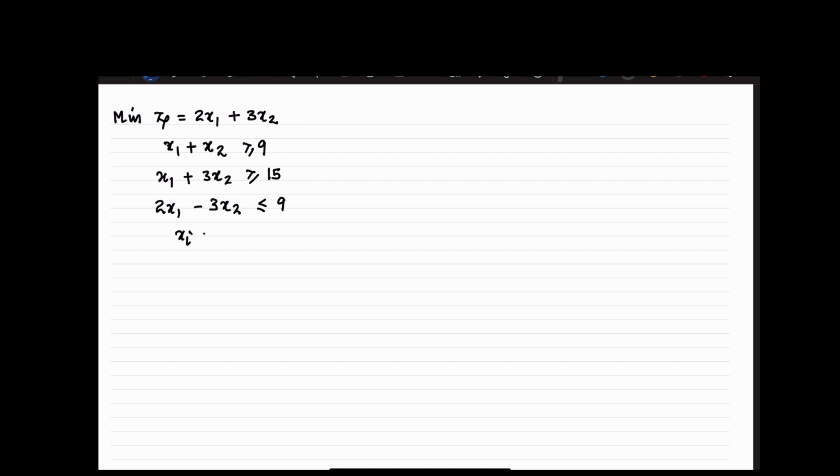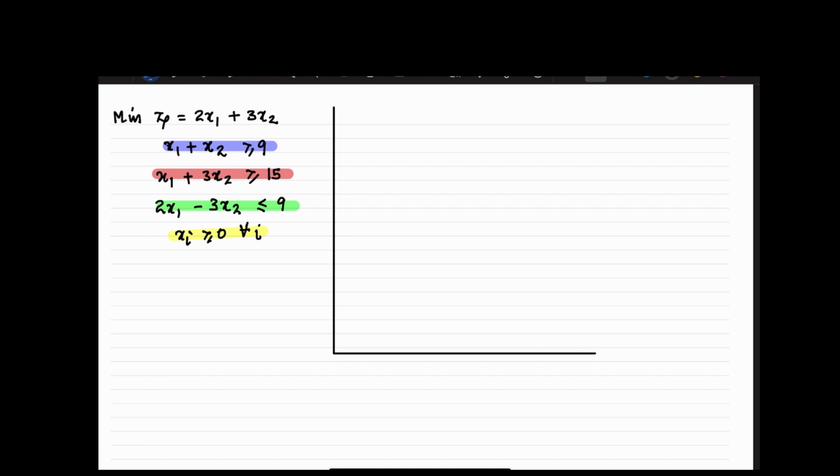Both the variables are non-negative. So let's solve this using the graphical approach. Let's say we color these constraints. Let's say this is the blue constraint, this is the red constraint, the green constraint, and the yellow constraint. So we'll just plot this. So why only the first quadrant? Because of the yellow constraint. The yellow constraint says x1, x2 both are non-negative.